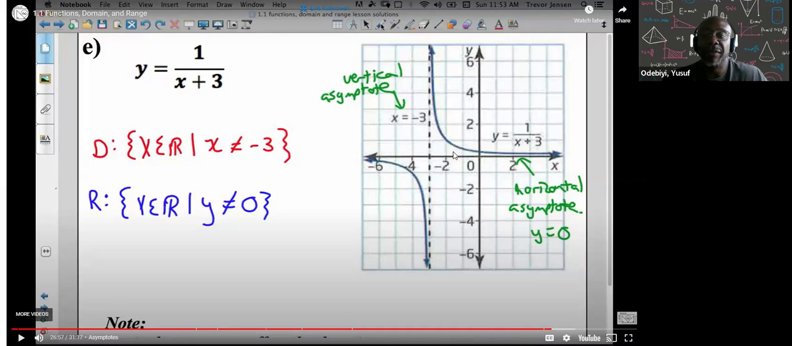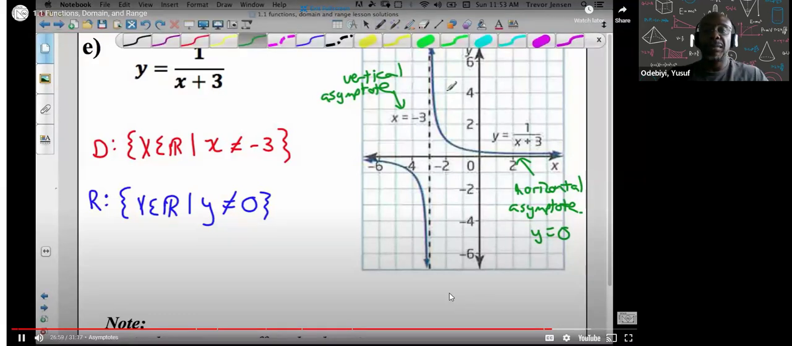And similarly, if you're looking at x, you can never get to -3, right? You'll never get to -3. So that's why you have an asymptote at -3. You have a vertical asymptote at -3, and a horizontal asymptote at 0. Okay.